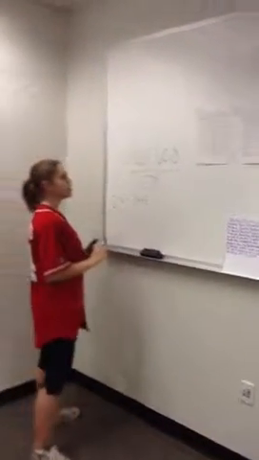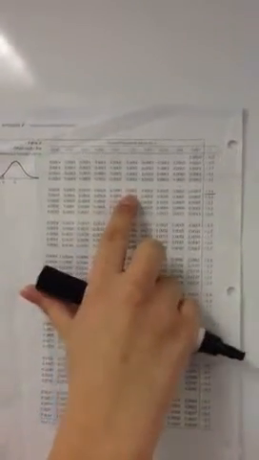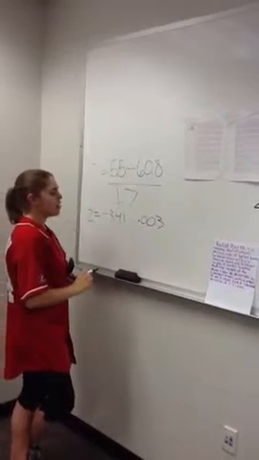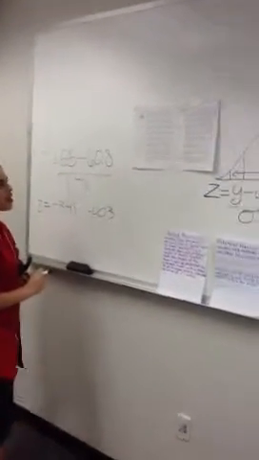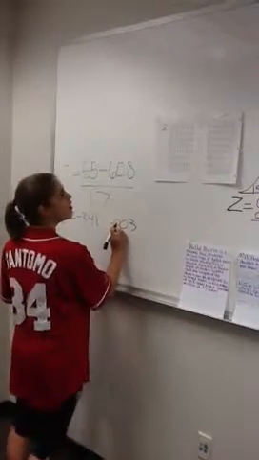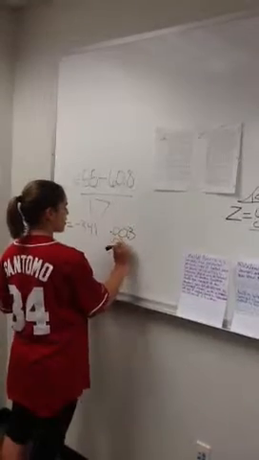This is our Z. So now we have to go to our Z table to find the area. You find negative 3.41, which is 0.003. And you change that to a percent, and you end up getting 0.03%.